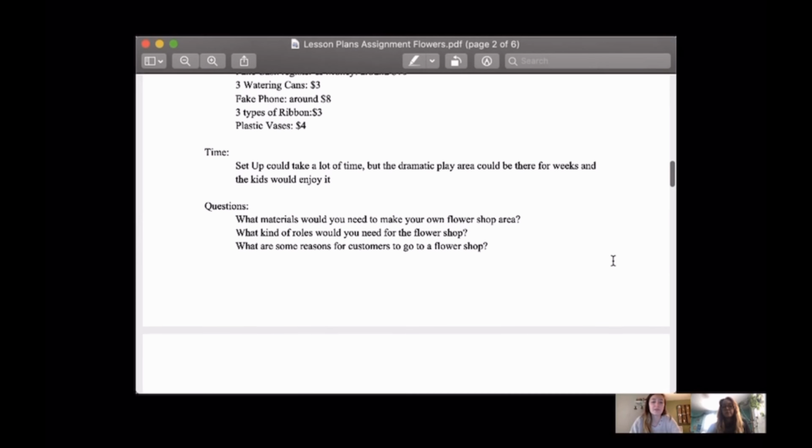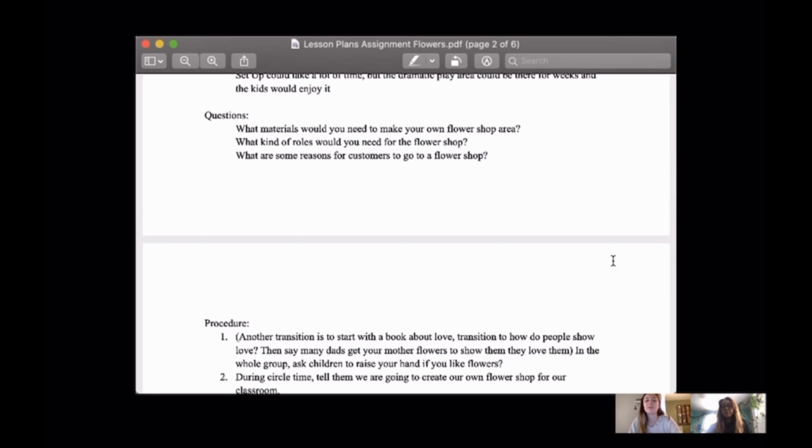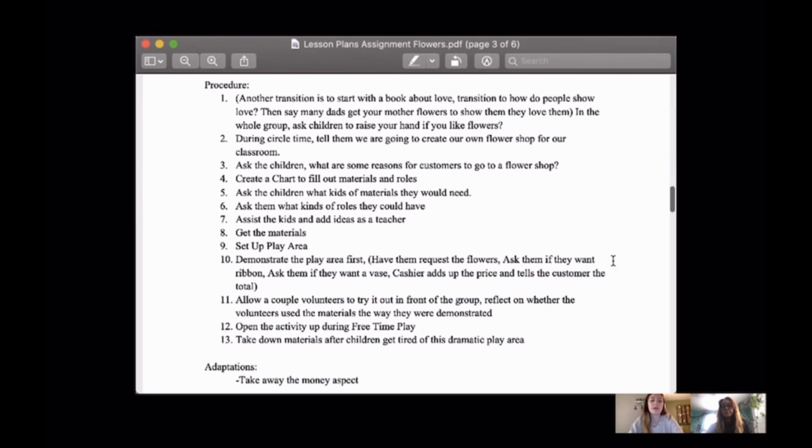The questions we asked throughout were, what materials would you need to make the flower shop? What kind of roles would you need? And what are some reasons for customers to go to a flower shop? So the procedure we went through was we created a chart during circle time. We asked them what we would need. Then we personally went and got the materials, or during free time they went and made signs, and they made their own layout of how they wanted the dramatic play area to go down. And they really enjoyed it.